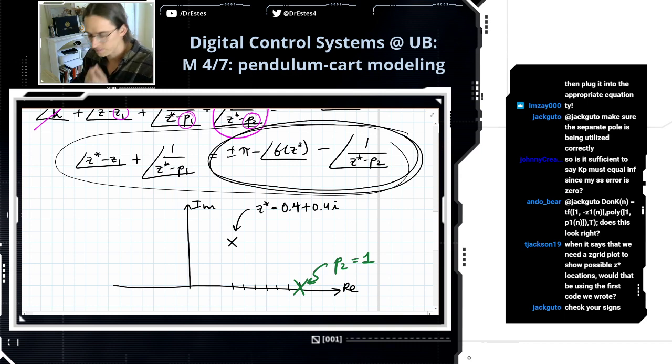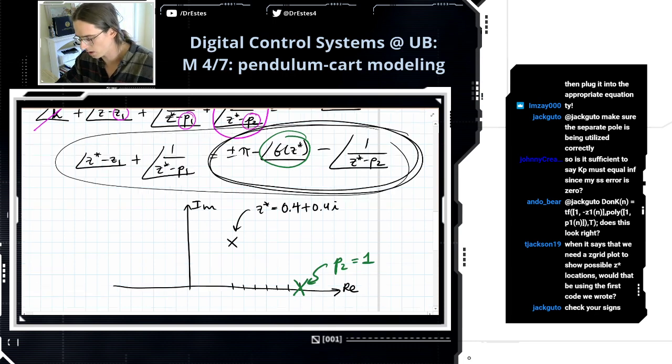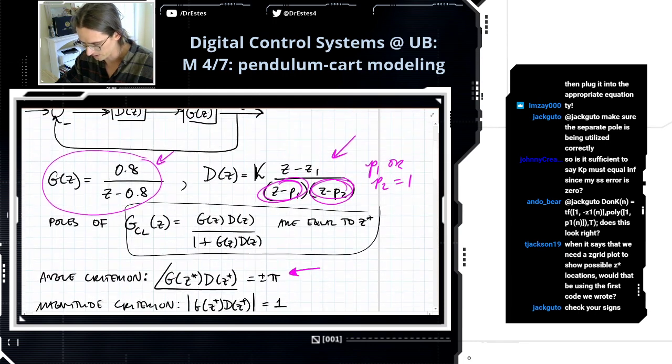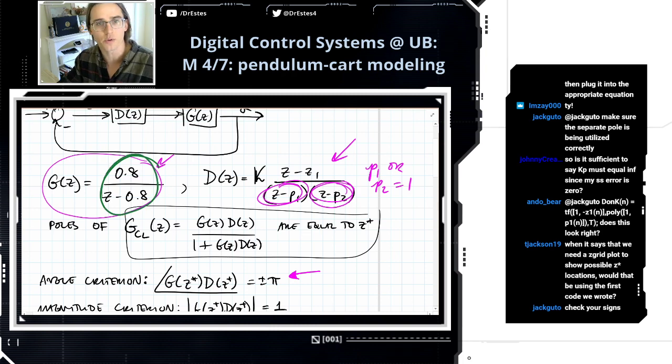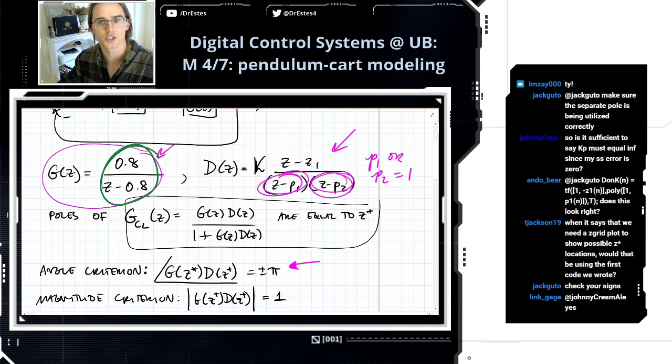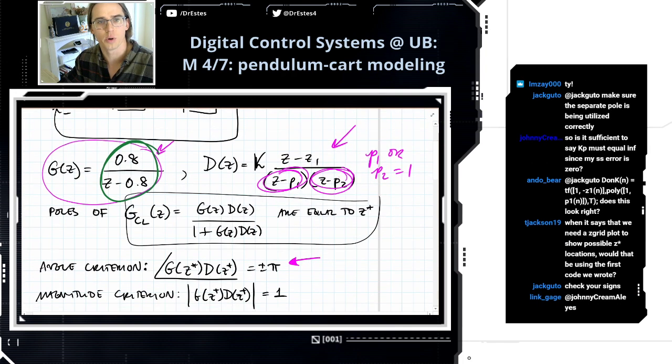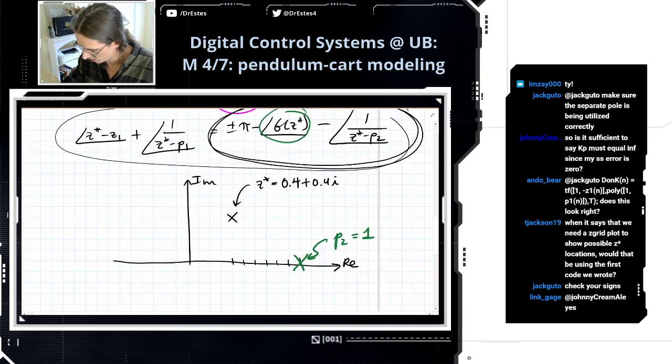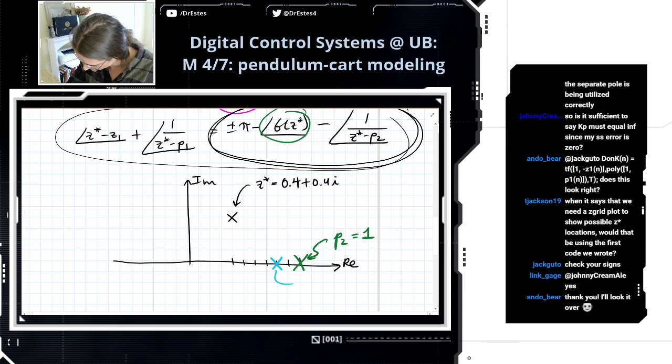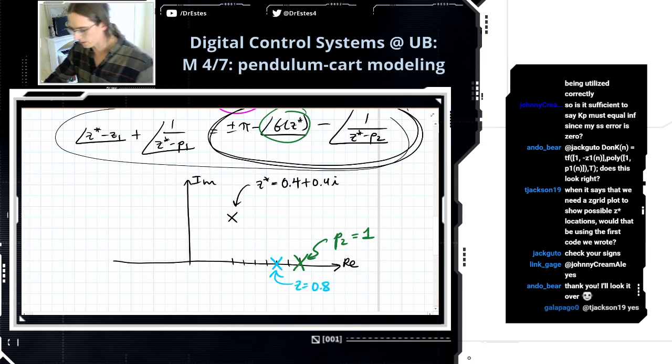And then I have to look at G here. I'm going to put that on here as well. So this is just for my example. This is not what you have. So G has an open loop pole at 0.8. And maybe I'll do a light blue for that. So this is where Z equals 0.8.